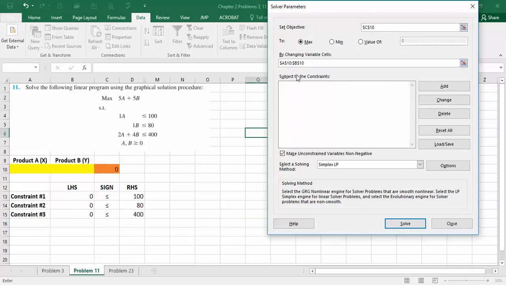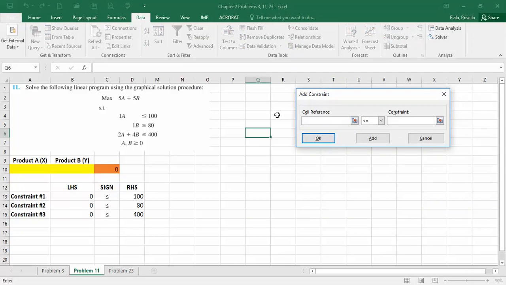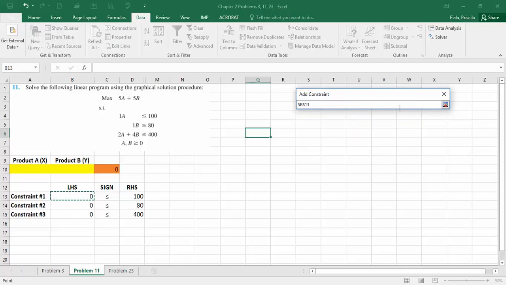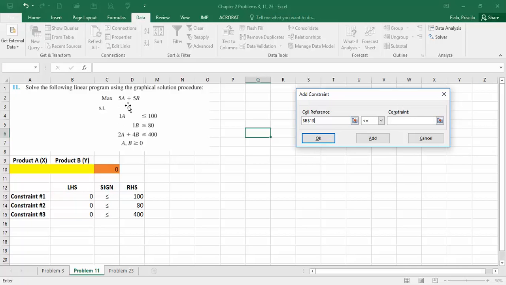Now, subject to the constraints. Well, you have three constraints, remember? So let's click Add to add the first constraint. The way I do it, I just select all of them, do the sign if it's the same sign, and then select all of them and it's the same thing. But I'm going to do one by one so you can see what I'm doing. So we're going to reference the left hand side. This is the same as the left hand side right here.